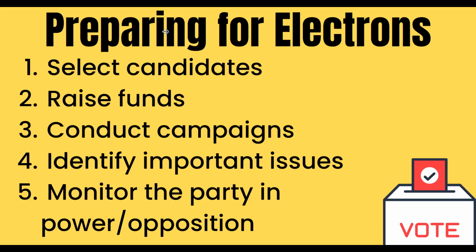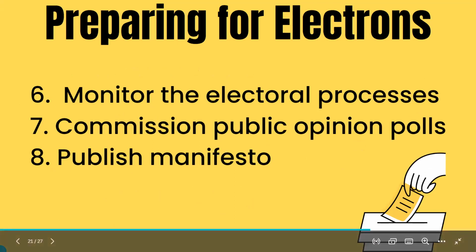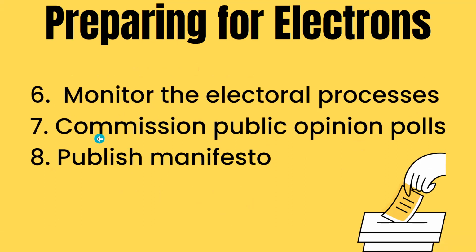Now, the 5th one is that you want to monitor the party in power or opposition. So you have to know who you're going up against. You can't just run like that in an election. You have to pay keen attention to your opponent, all right? Whilst doing that, you also want to monitor the electoral processes because you don't want anybody to steal your ballot. I'm not saying that this happens. I'm just saying. Then you also want to commission public opinion polls.